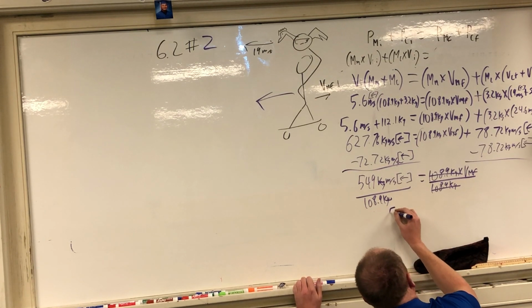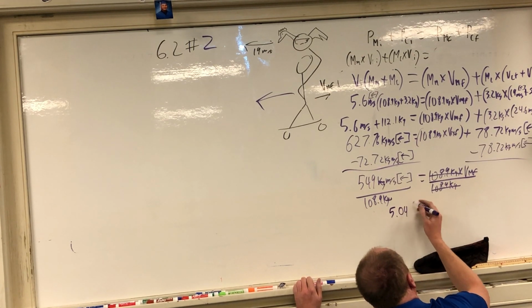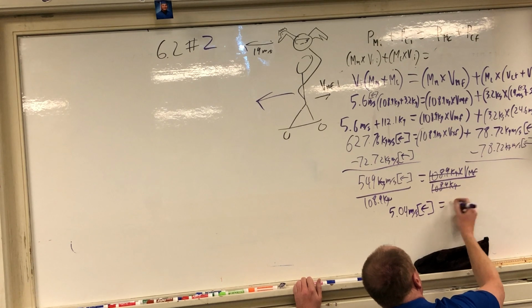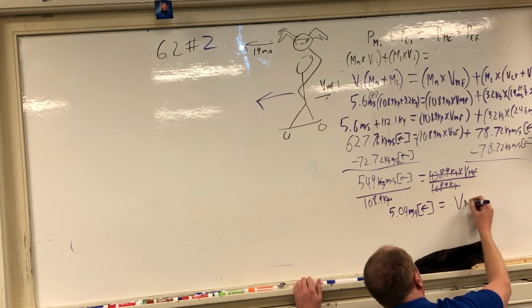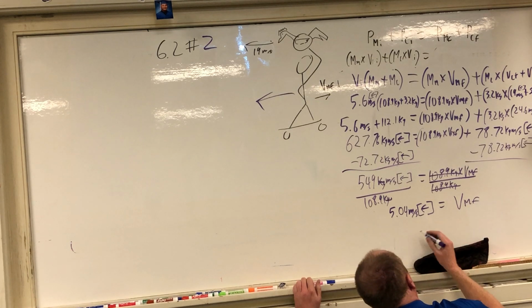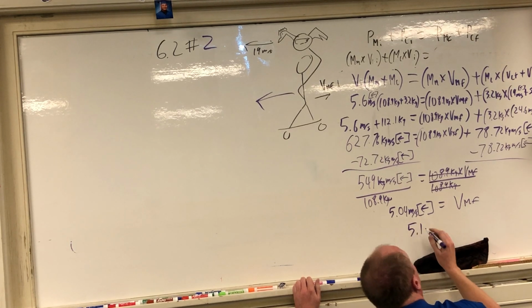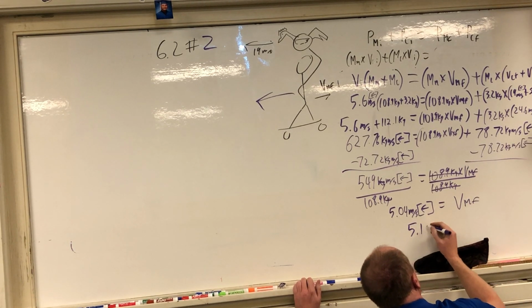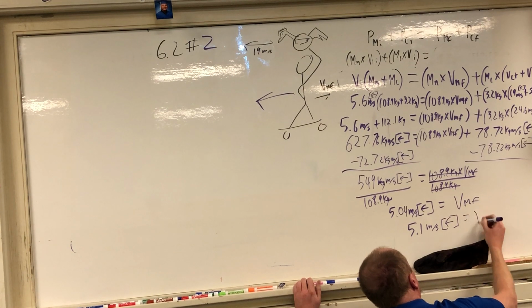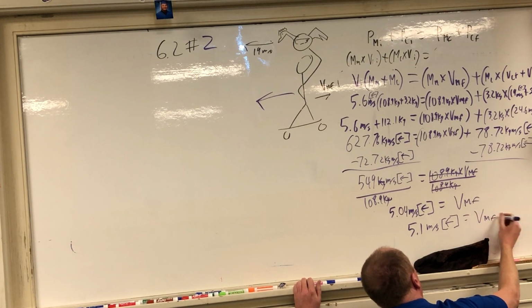I get 5.04 meters per second that way is equal to the final velocity of Mr. Merritt. By the way, we're going to end up rounding that to 5.1 because we only have two sig figs. So 5.1 meters per second that way is equal to the final Merritt velocity.